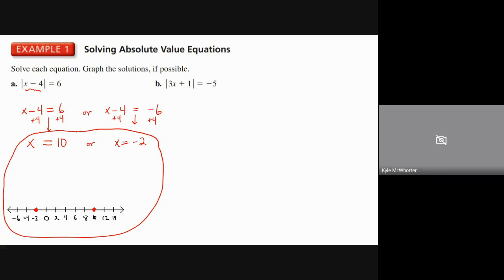So let's take a look at part B. Part B, we've got the absolute value of 3x plus 1 equals negative 5. Well, this is that situation. An absolute value can't be equal to anything negative. Absolute value is going to be 0 or bigger. So this question has an absolute value set equal to a negative number, and we know that can't happen. So this one has no solution. We can't have an absolute value equal to a negative number. Absolute values are always positive or 0.